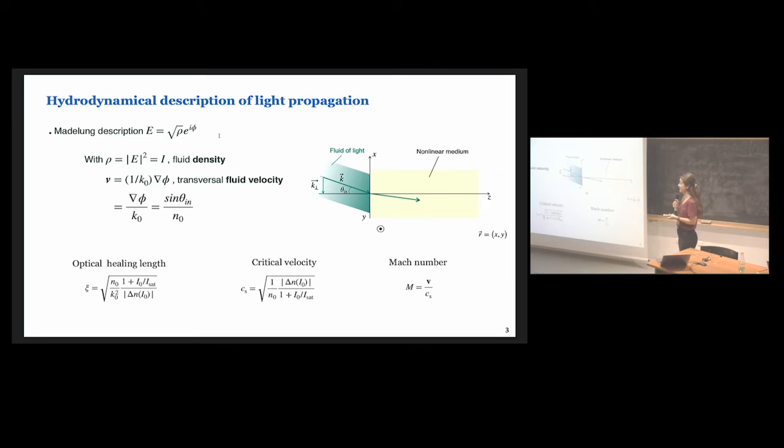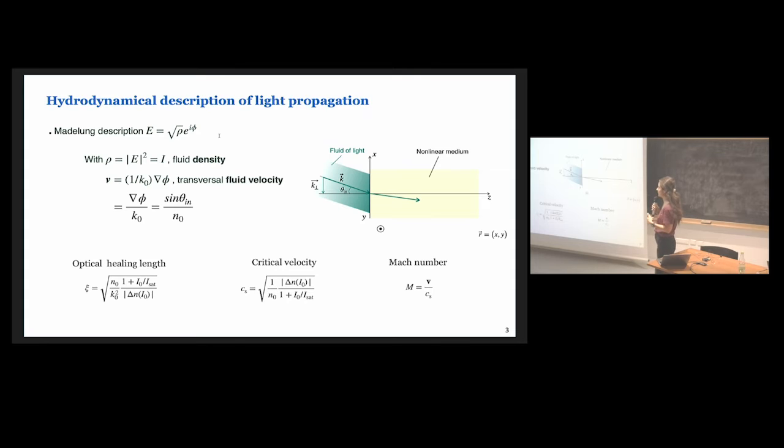Now that the analogy has been drawn, we can proceed in the same way to derive the hydrodynamical equations, which I will not detail. For that, we can use the Madelung description, where we consider that an electric field can be written as an amplitude and a phase. To be able to write them in optical terms, we need to consider two important conditions. The first one is that the intensity of the laser plays the role of the fluid density. The second condition is that the gradient of the phase plays the role of the fluid velocity.